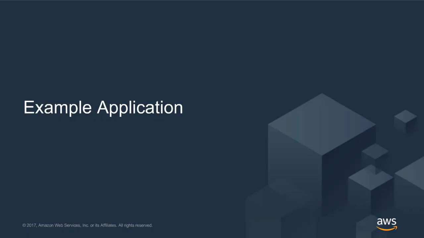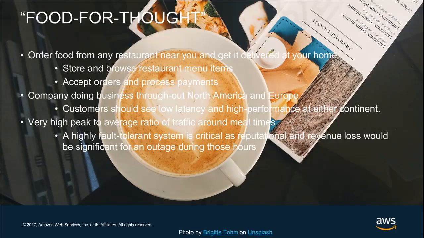So let us first look at the application in question. We have this made-up company, Food for Thought, that allows its customers to order food from any restaurant close to them and get it delivered. The customers obviously need to be able to browse the different restaurants and what they have to offer. When they're happy with the order, they should be able to submit it and get the food delivered.